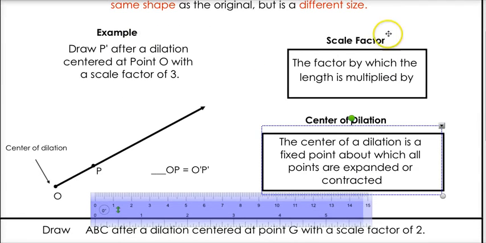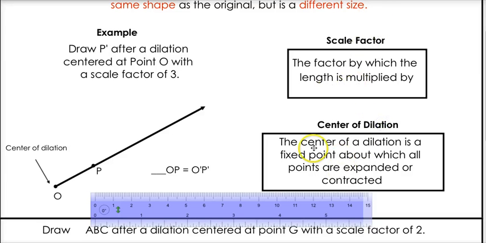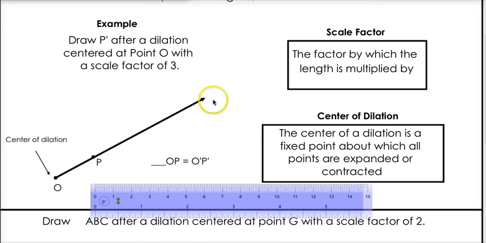So there's two important things in a dilation, the scale factor and the center of dilation. These are the two things that every dilation must have. The scale factor is the factor by which the length is multiplied. So if the scale factor is 2, everything's increasing by 2, all right? Or like multiplied by 2. And the center of dilation is a fixed point about which all the points are expanded or contracted. So if things are being multiplied by 2, the center of dilation is where they're moving away from.